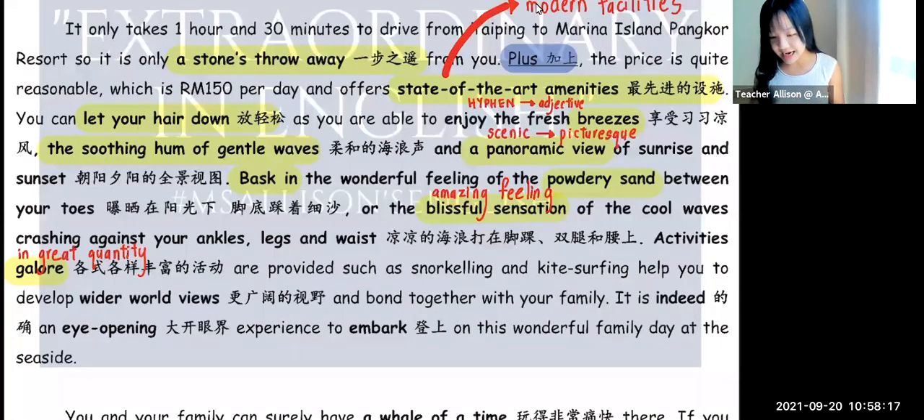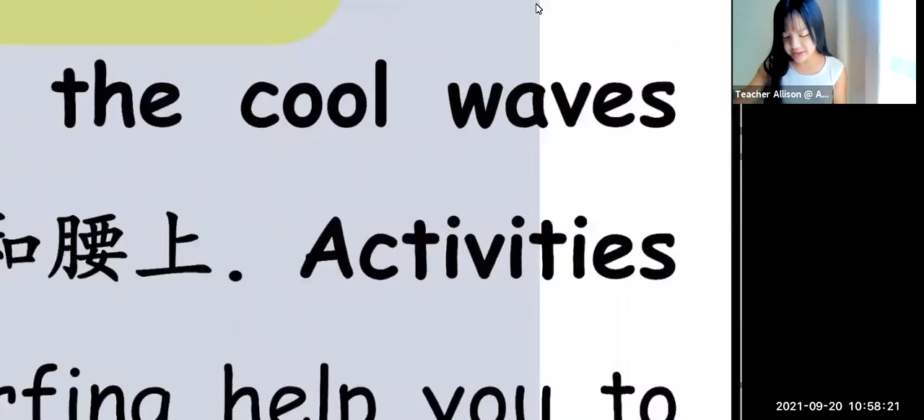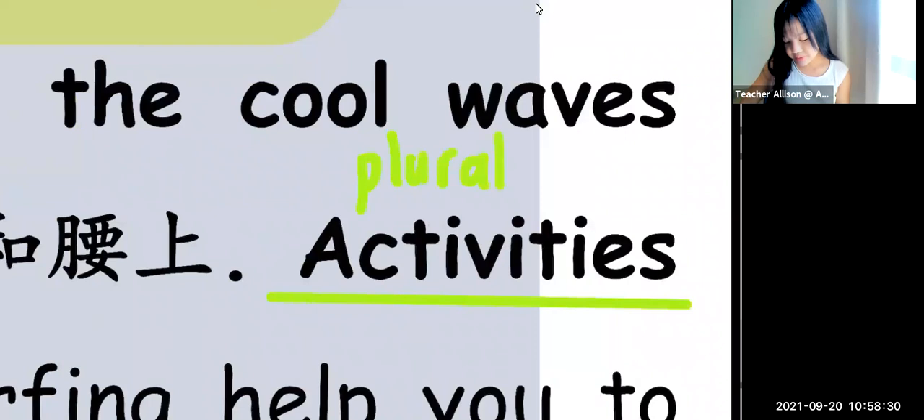Let me ask you guys, activities, it is a plural noun, right? It is a plural noun. For this one, I'll use green color because it's about a grammar. All right. So activities, guys. Activities, there's an S behind there. It is a plural noun.